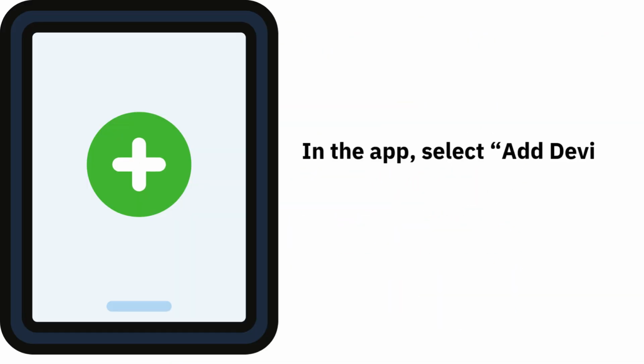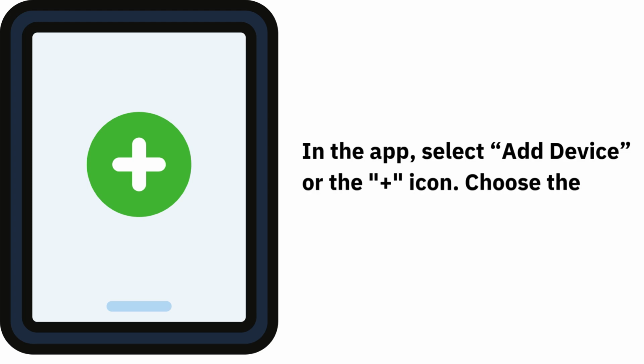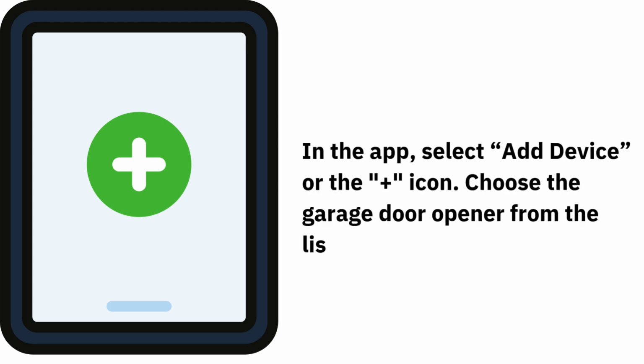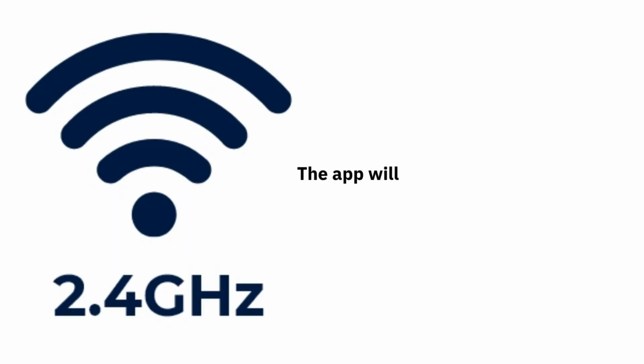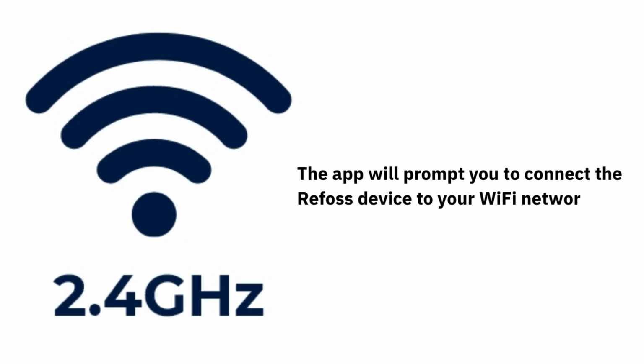In the app, select Add Device or the plus icon. Choose the garage door opener from the list of available devices. The app will prompt you to connect the Refoss device to your Wi-Fi network. Make sure to choose a 2.4 GHz network.